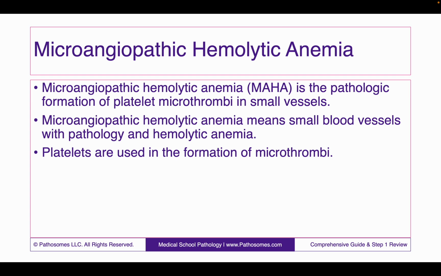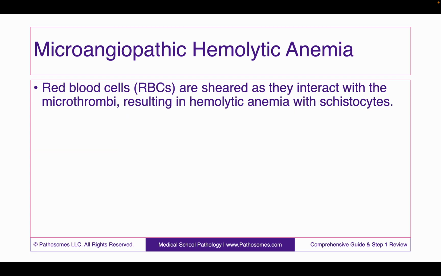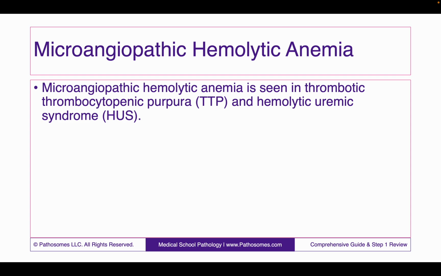Microangiopathic hemolytic anemia means small blood vessels with pathology and hemolytic anemia. Platelets are used in the formation of microthrombi. Red blood cells are sheared as they circumnavigate those tiny vessels when they interact with the microthrombi, resulting in hemolytic anemia with schistocytes. Microangiopathic hemolytic anemia is seen in thrombotic thrombocytopenic purpura and hemolytic uremic syndrome.